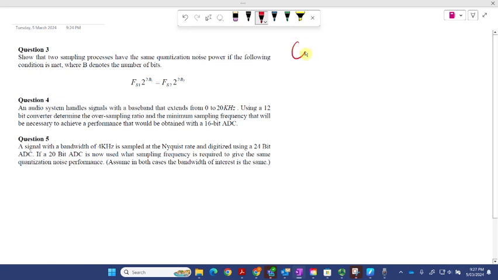So question 4: an audio system handles a signal with a baseband that extends to 20 kHz. The largest frequency is 20 kHz. Using a 12-bit converter, determine the oversampling ratio, and the minimum sampling frequency that will be necessary to achieve the performance that would be obtained with 16 bits.